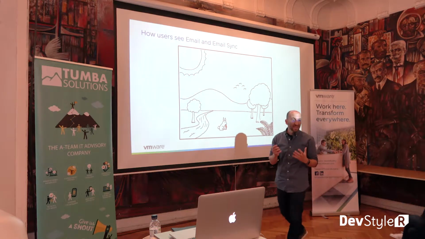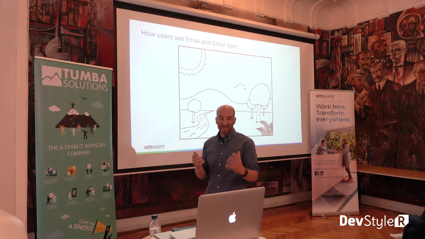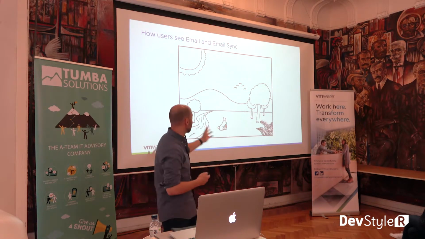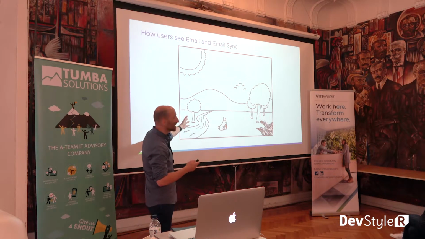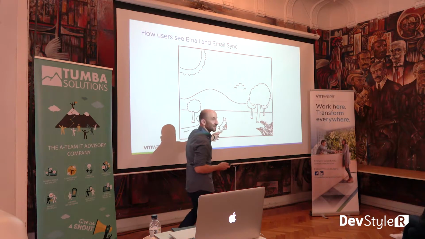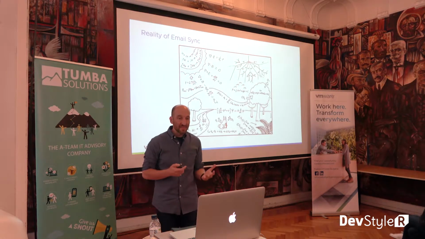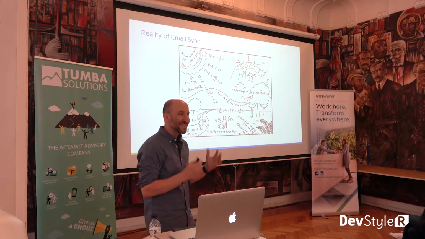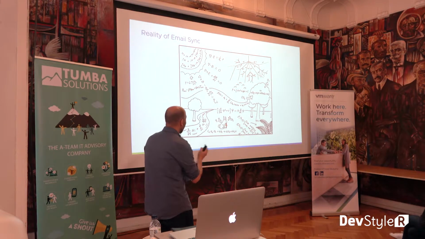This is how our users think about an email app. They think about it this way. It looks like this picture. This is a nice picture, right? It's a rabbit eating carrots, there's some trees. There's no complexity in this picture. If you're teaching someone to draw, this is really easy, right? This is what email sync really looks like underneath. It's the same picture, but there's all this complexity there, right?